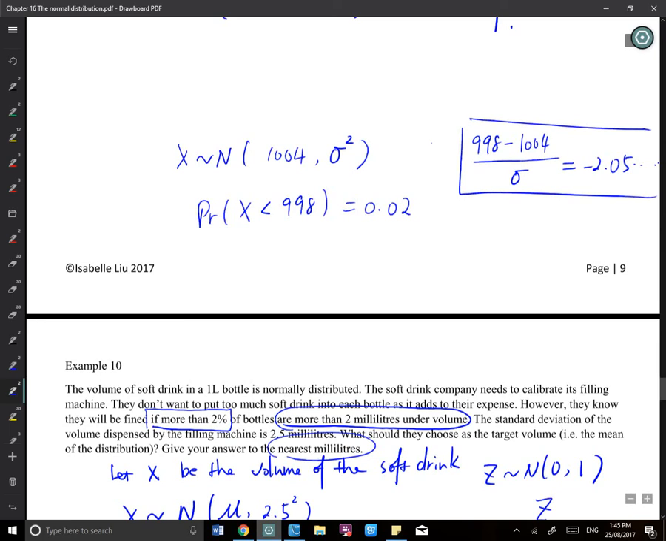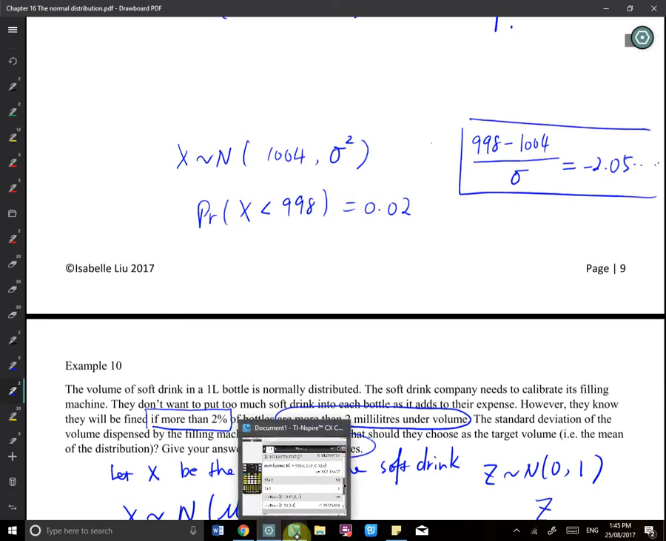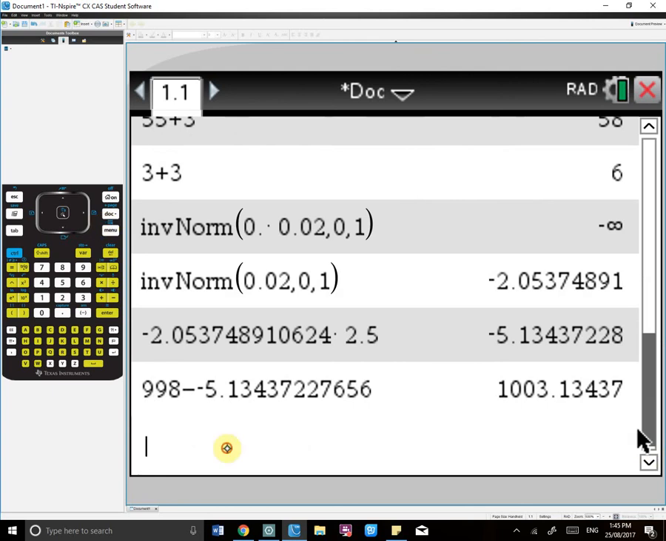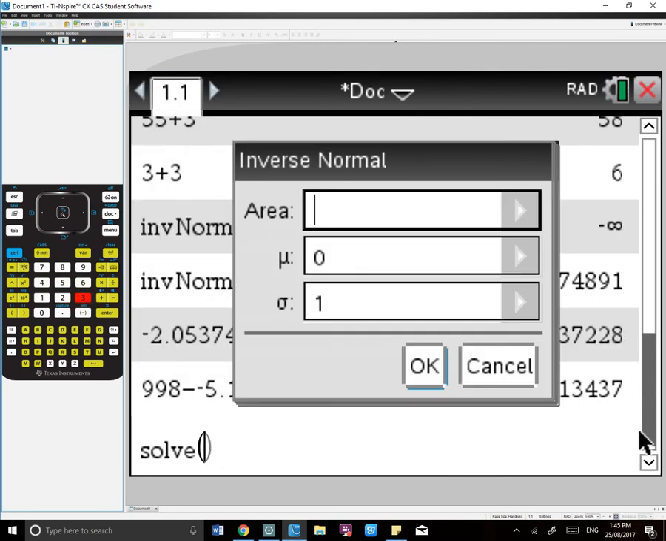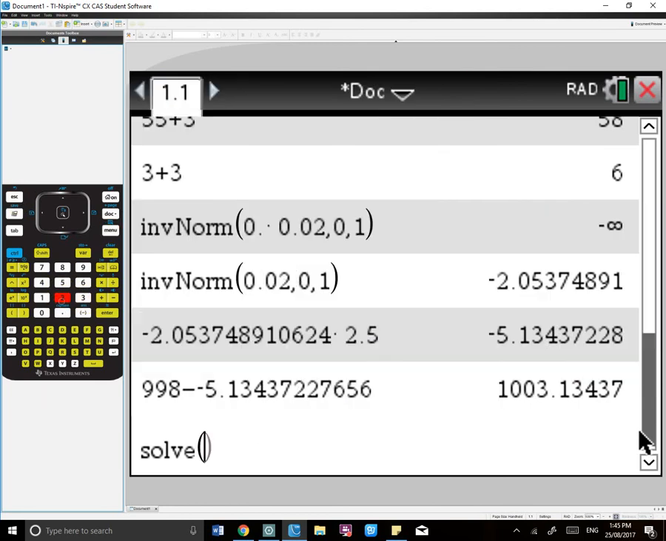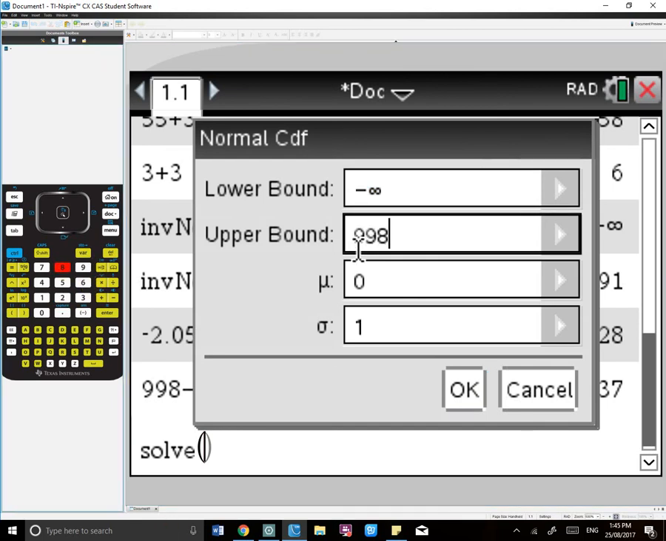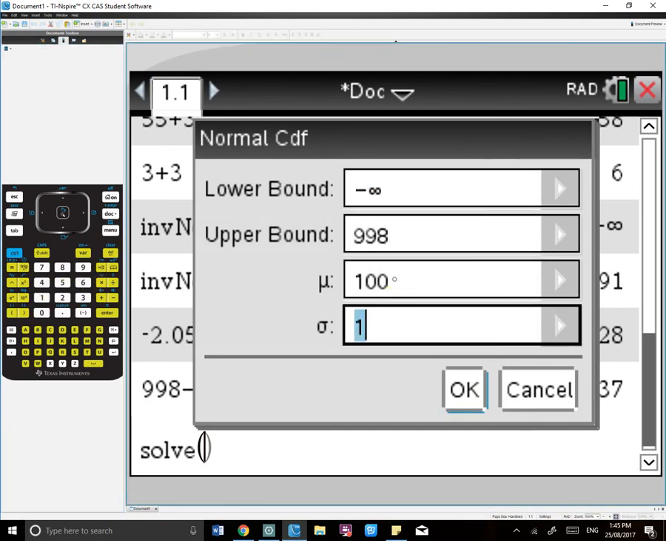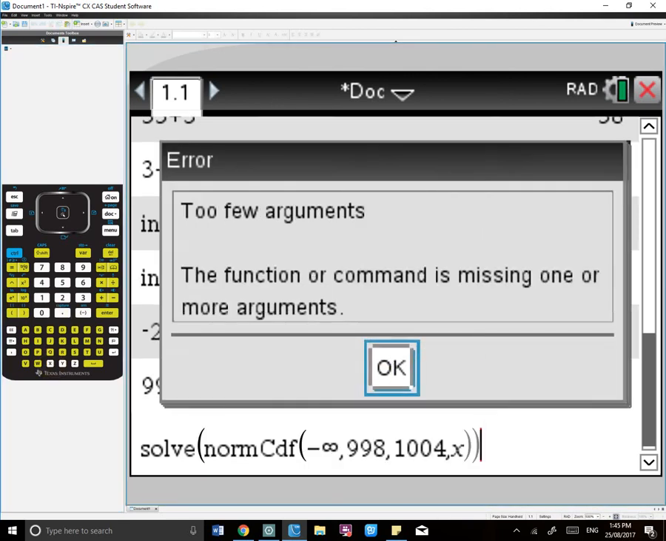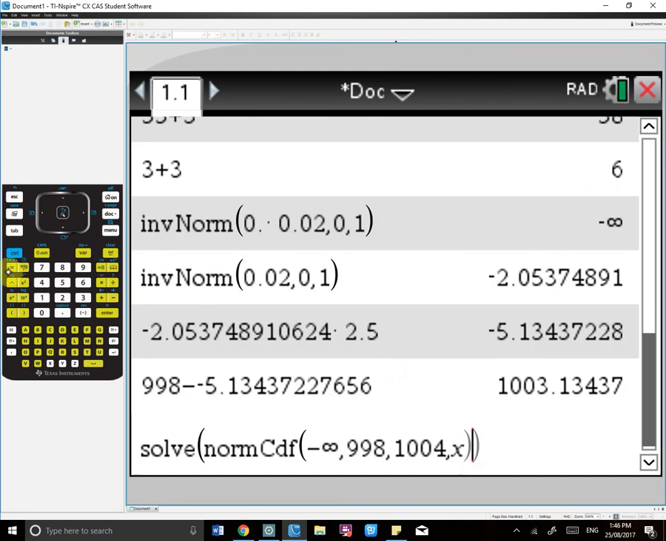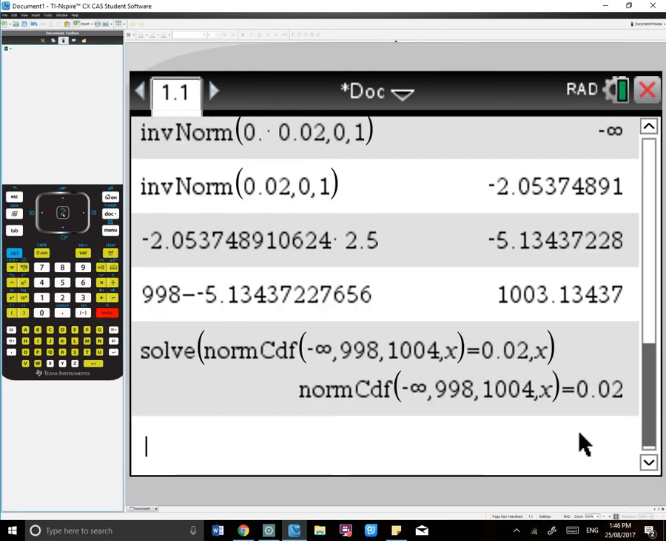If you use the calculator method, menu 5, 5, 3 of that, 5, 5, 2 for that, negative infinity to 998 with mu given 1004, but this is x. It's okay, just click alright. It's too few arguments, that's fine. That equals 0.02, comma x.